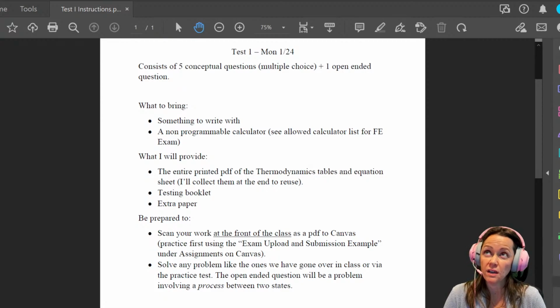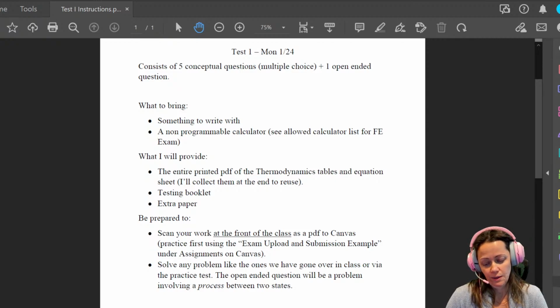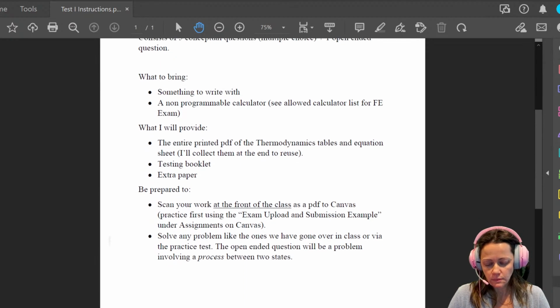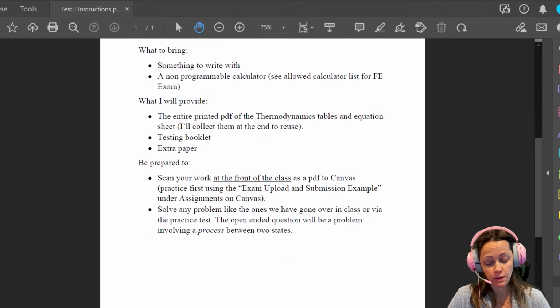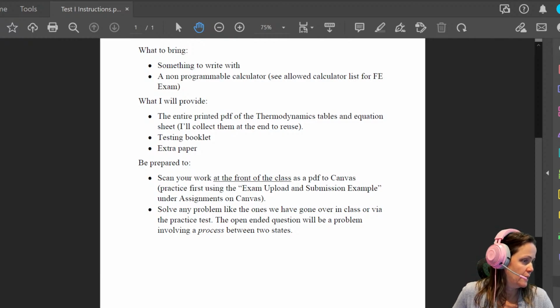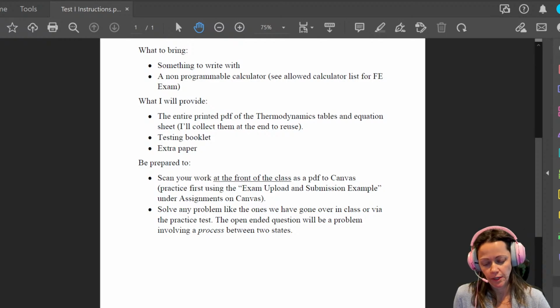I will be there. I don't think there's a class before us; I think they were the first class that day, but I could be wrong. I plan on being there about 10 minutes before class starts, and as soon as you come in, I'll give you the test. I try to give you as much time as I can, but once the next class comes in, we need to skedaddle. All you need to bring is something to write with and a non-programmable calculator, something that's allowed on the FE exam. Oh, I'm sorry, yes: 5 multiple choice questions, 1 open-ended question.